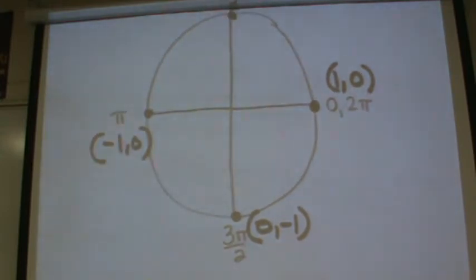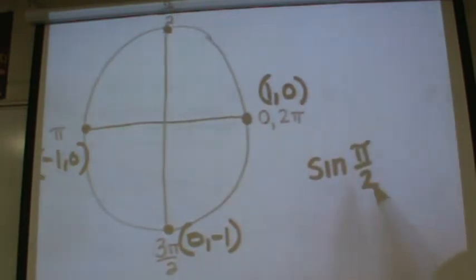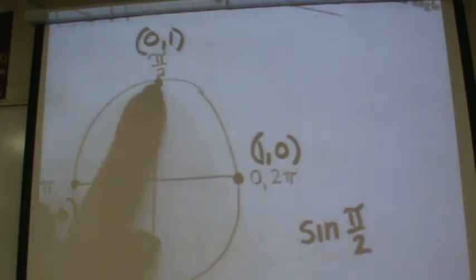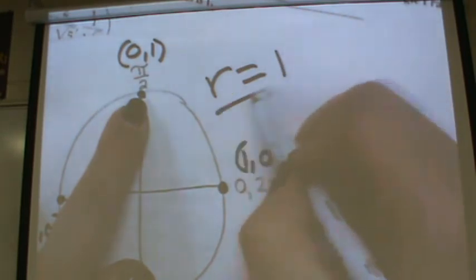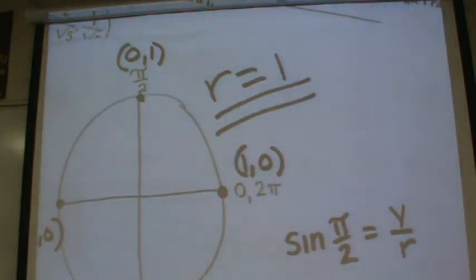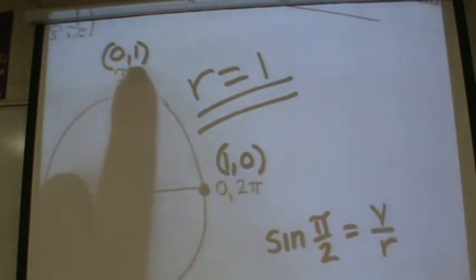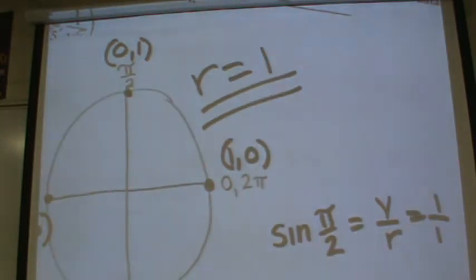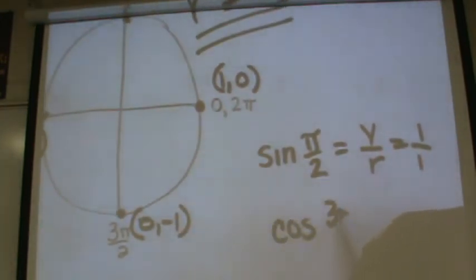So if I ask you, what is the sine of pi over 2? Well, where is pi over 2? It's right here. And sine, by definition, is y over r. And by the way, r is always 1 here. So all you have to do here to find the sine of pi over 2, what is the y value at this spot? 1. What's the r value? 1. So what's the sine of pi over 2? It's a 1.